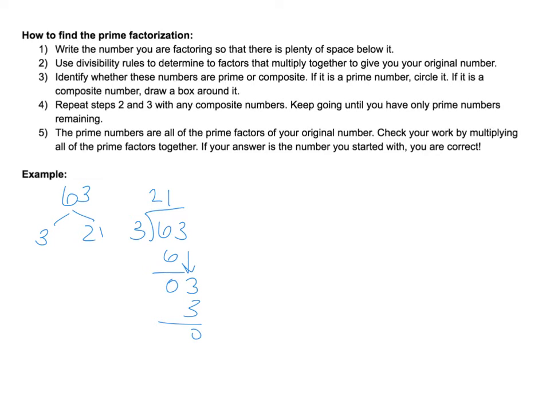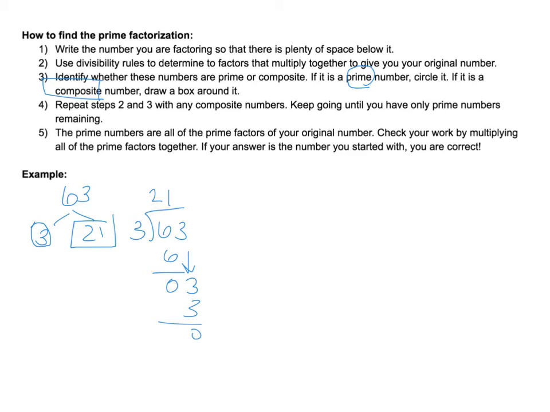So note that step 3 says identify whether these numbers are prime or composite. Okay? If the number is a prime number, we're going to circle it. And if it's a composite number, we're going to put a box around it. So 3 is a prime number. I'm going to go ahead and circle that. 21 is a composite number, so I'll put a box around it. And then step 4 says to repeat steps 2 and 3 with any composite numbers. So we're going to look at our two factors here. We had 3 and 21, and we said that 21 was a composite number.